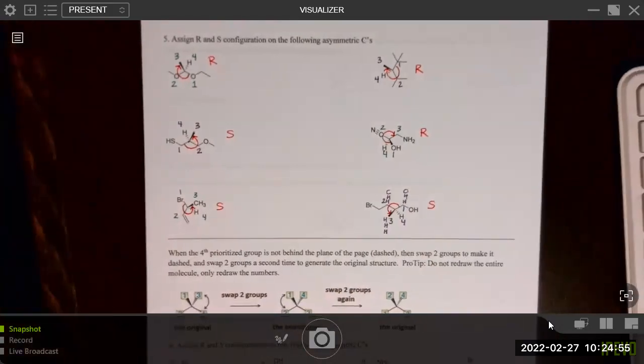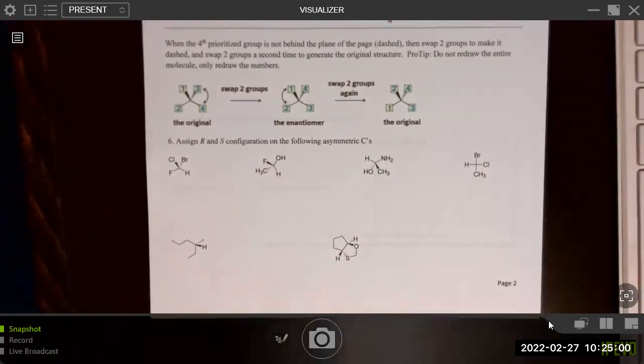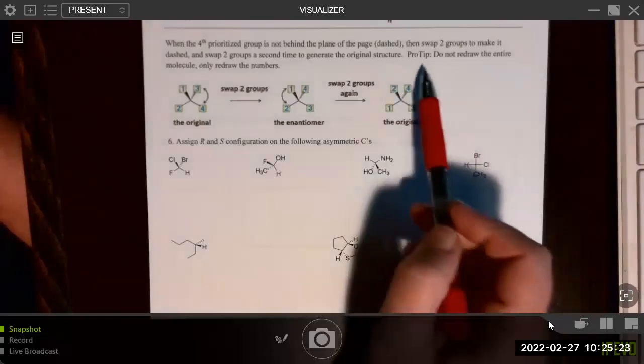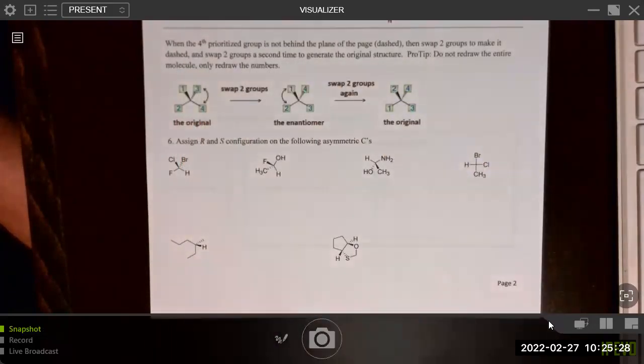Moving right along. Now it starts to talk about what we do when the fourth priority group is not behind the plane of the page on a dash. Well, there's a variety of strategies you can use. One is to swap two groups to make it dashed. And you could optionally also swap the other two groups a second time to generate the original structure. And then it says, pro tip, do not redraw the entire molecule, only redraw the numbers. All right, so we can do that.